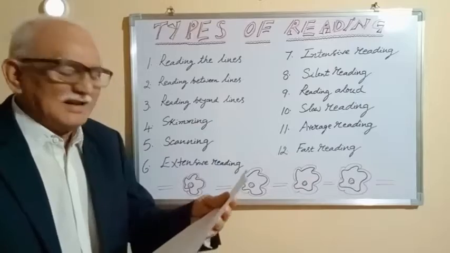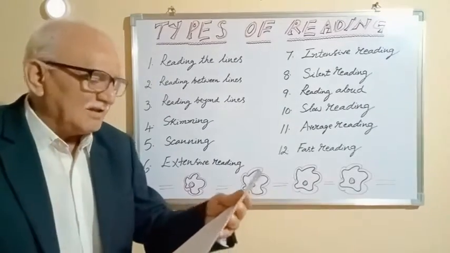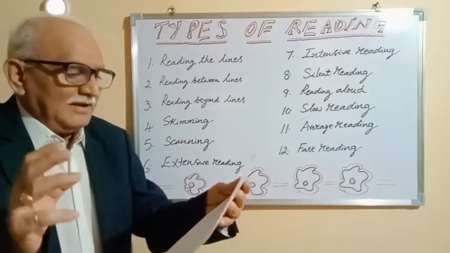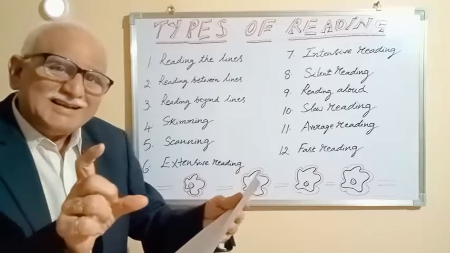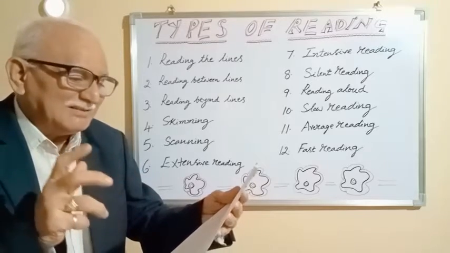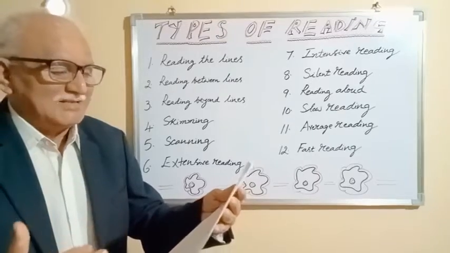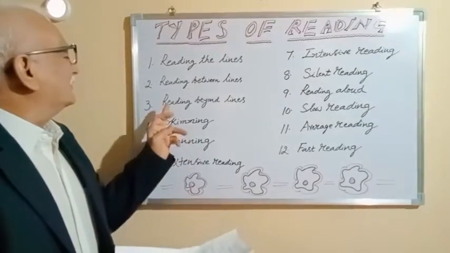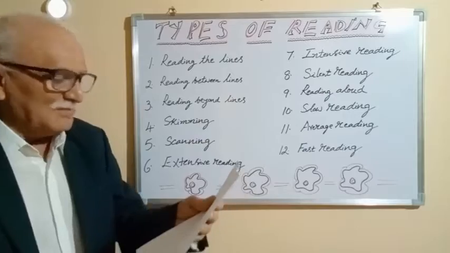Now, reading beyond the lines. An example is a novel, N-O-V-E-L. There, by applying reading, we give our own personal reasoning, and we also give our power to that reasoning. So it's only a temporary reading, and that's what we call reading beyond the lines. A novel is an example.